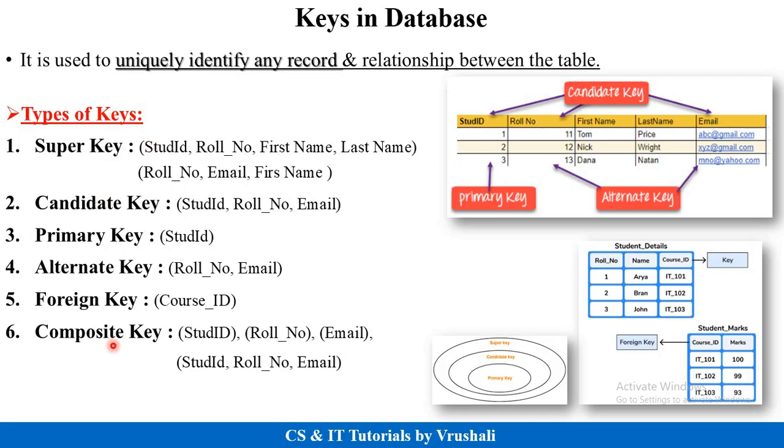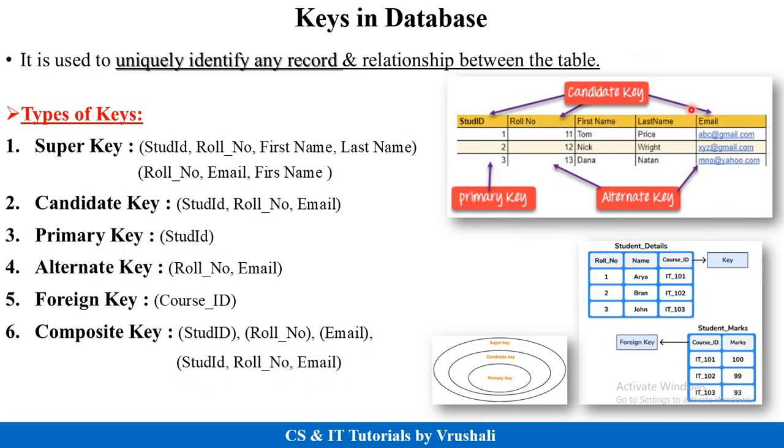Composite key. A composite key is a combination of one or more attributes. By using student ID, you can fetch the data. By using roll number, you can fetch the data. And by using email. So these are all unique attributes, and a combination of this set is also called a composite key.